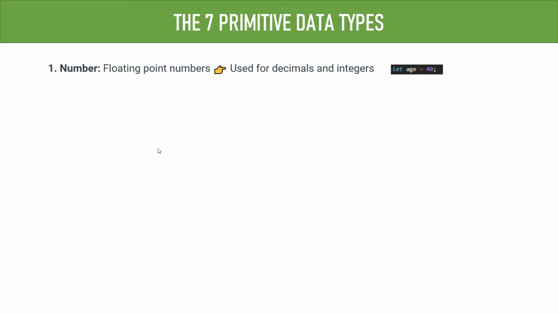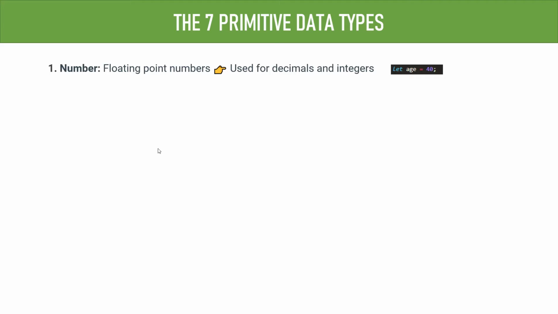For example, the 40 value here is exactly like having 40.0, the same thing. But they are both simply the number data type. In many other programming languages, you will find different data types for integers and for decimals, but not in JavaScript. All numbers are simply of the type number.